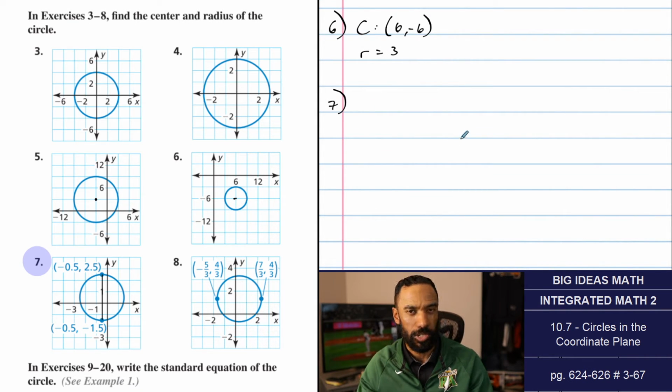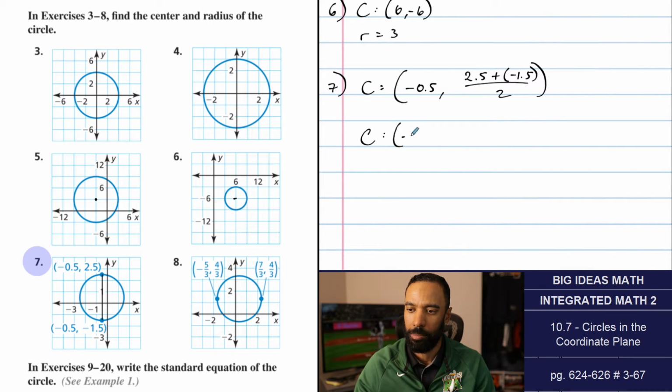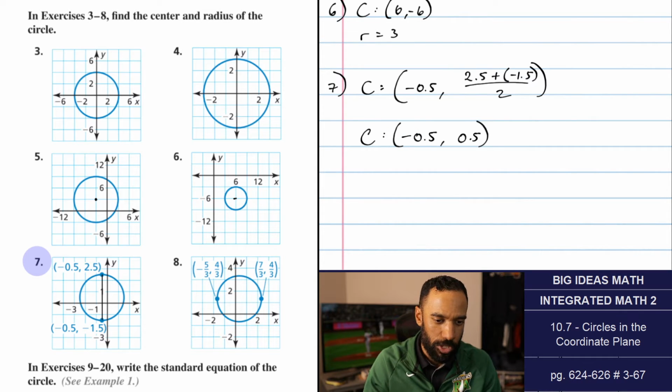I don't believe the book ever fell shy of expressing midpoints. We did a lot of them in chapter 6 when we talked about perpendicular bisectors. So as far as midpoint goes, the center is going to be the midpoint of the x values, which is negative 0.5. I'm just going to leave it like that. And for the y values, we have to average these: 2.5 plus negative 1.5 all over 2. So that'll be negative 0.5 comma, 1 over 2, so that's 0.5. So that's what this point is right here. And that is half the distance between 2.5 and negative 1.5.